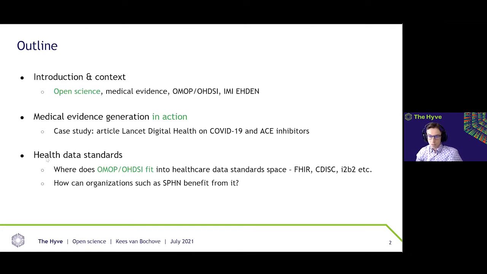So I want to start with a bit of introduction. Now, some of you may already be familiar with those concepts, but I think it's good to frame them anyway. Then the main thrust of the presentation today is to really discuss a specific article as an illustration of what OMOP and OHDSI really can do and what they're meant for. And then I'll conclude with some brief remarks about where it fits in the healthcare data space, but I'm also hoping to get some discussion and questions on that.